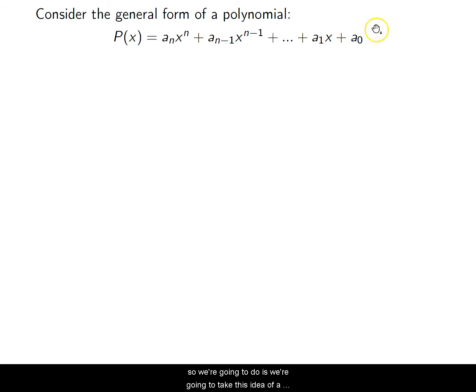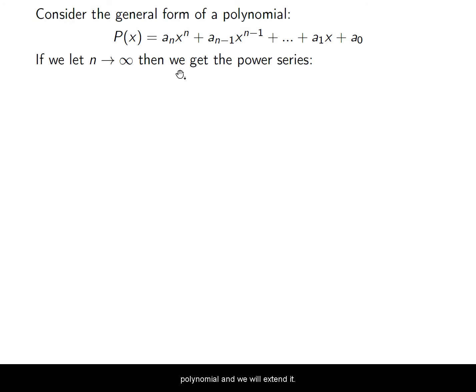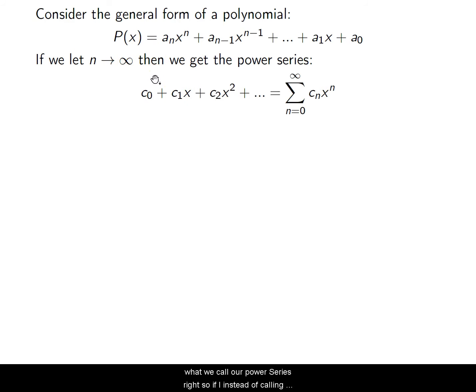So what we're going to do is take this idea of a polynomial and extend it to an infinite number of terms, basically. And that is what we call our power series, right? So if instead of calling these A naughts or AIs for the polynomial term, I'll call them CIs. So C0, C1, C2 for the coefficients. And then I'm going to increase in power, right? Same thing here. If I wrote this the other way, I would be increasing in power, but standard form of a polynomial, we write it in descending order. For series, we write them in ascending order because we start at 0, right?